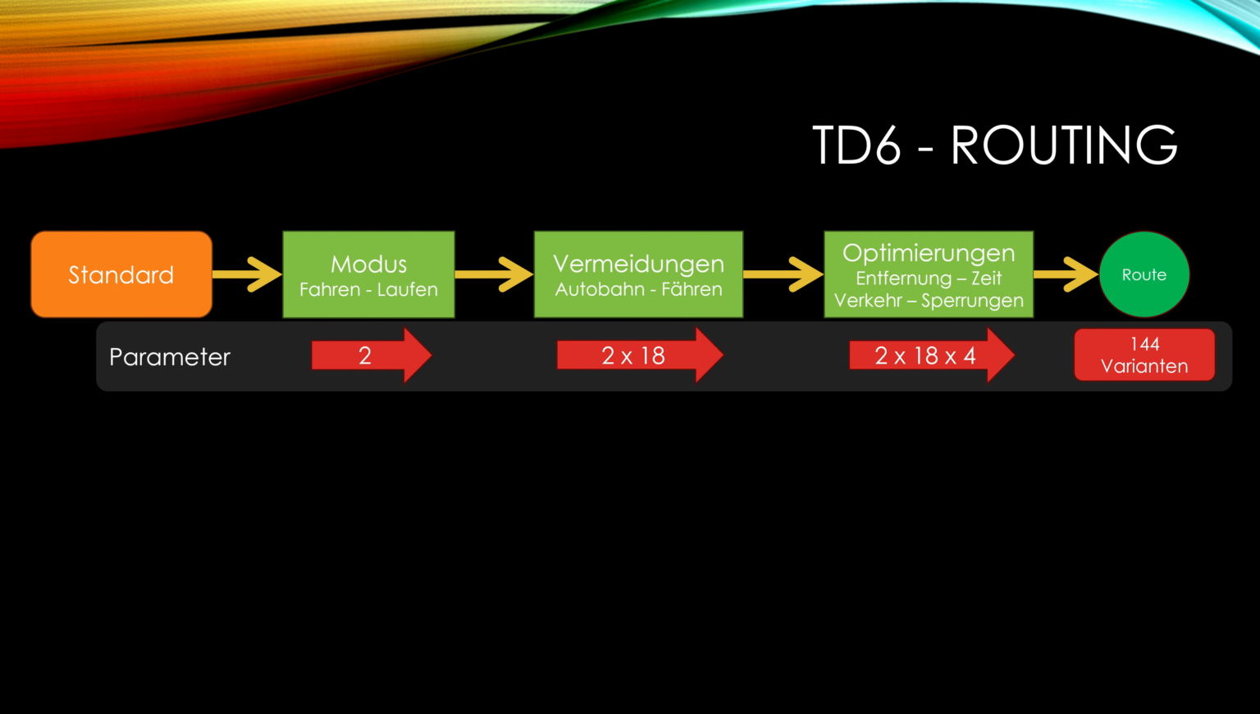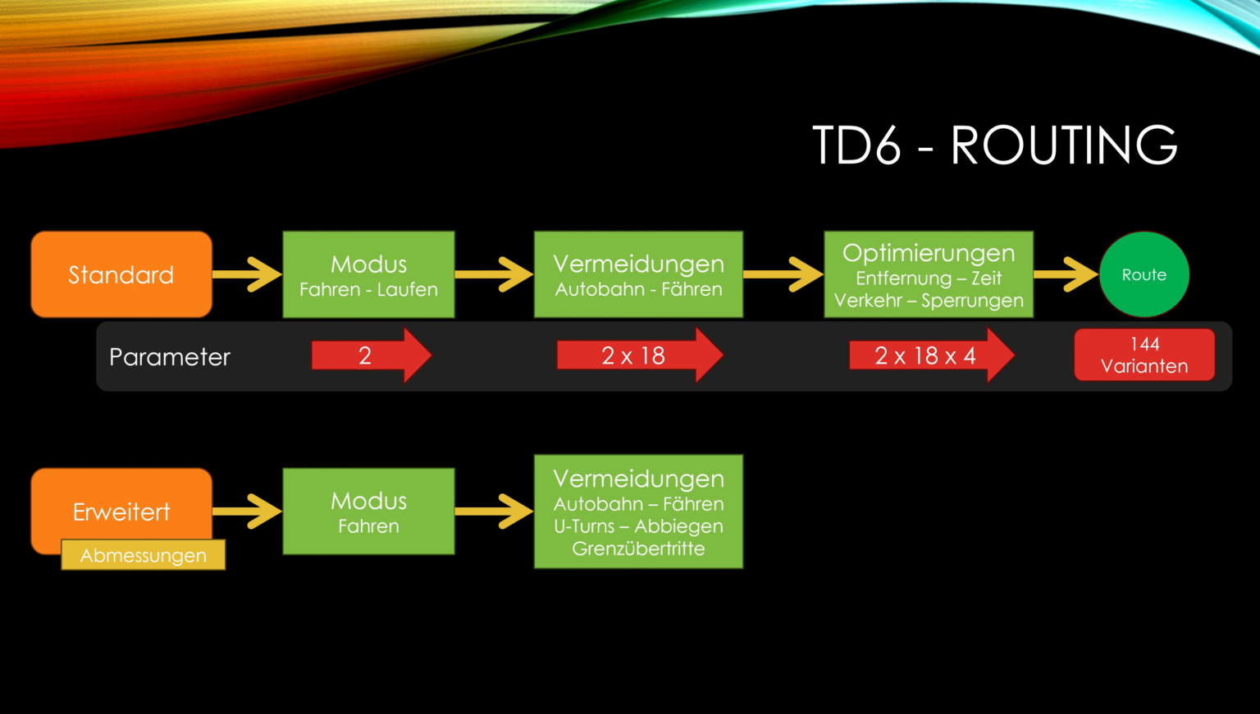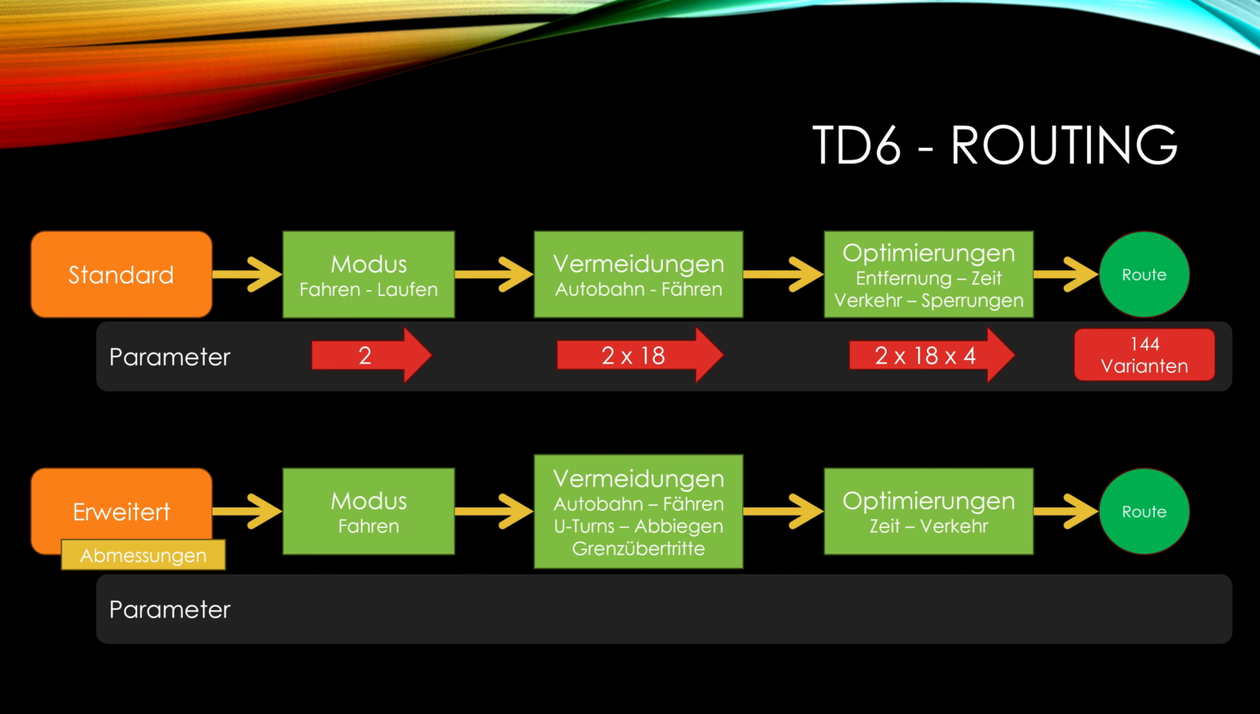Let's move on to advanced routing. This service can take into account the dimensions of vehicles, which is why it is also suitable for motorhomes, buses, and trucks. Here there is only the mode driving but a total of 288 possible combinations in the avoidances. This service can only optimize according to time and traffic. This results in 576 variants for parameterization, each of which can deliver different results.